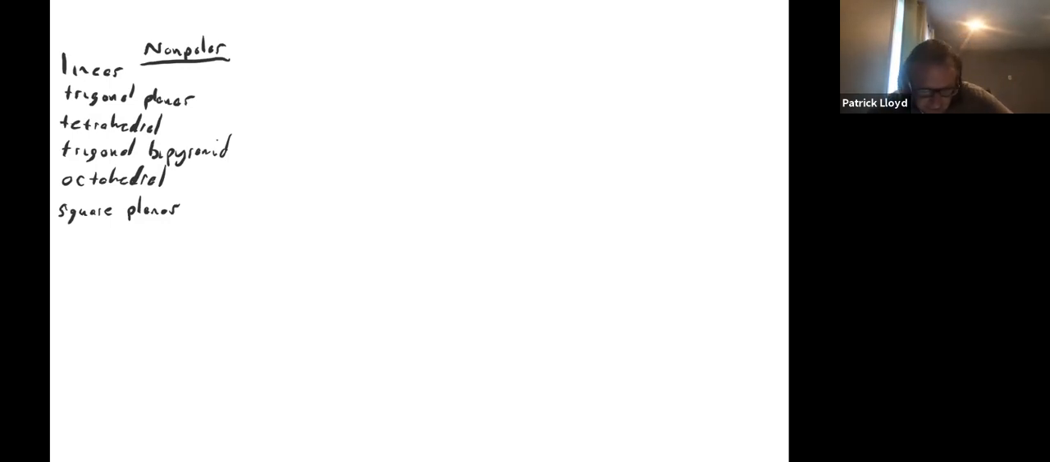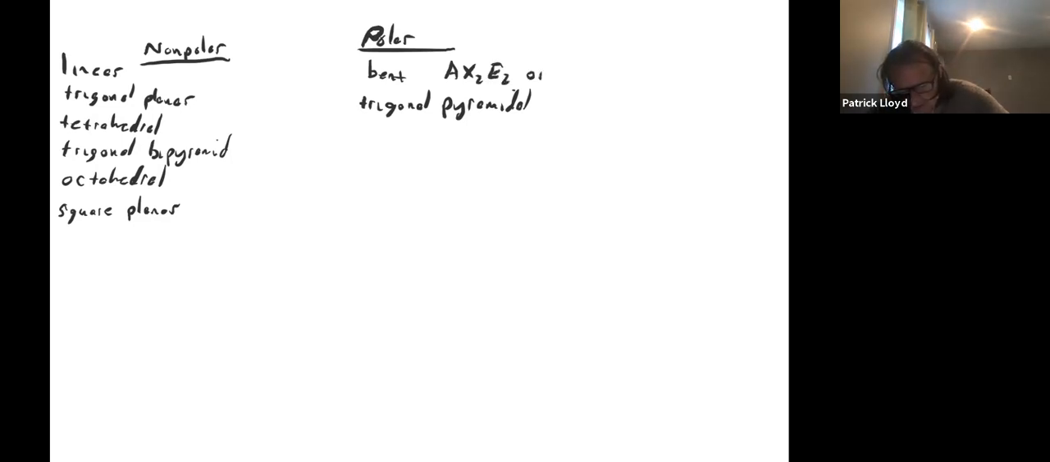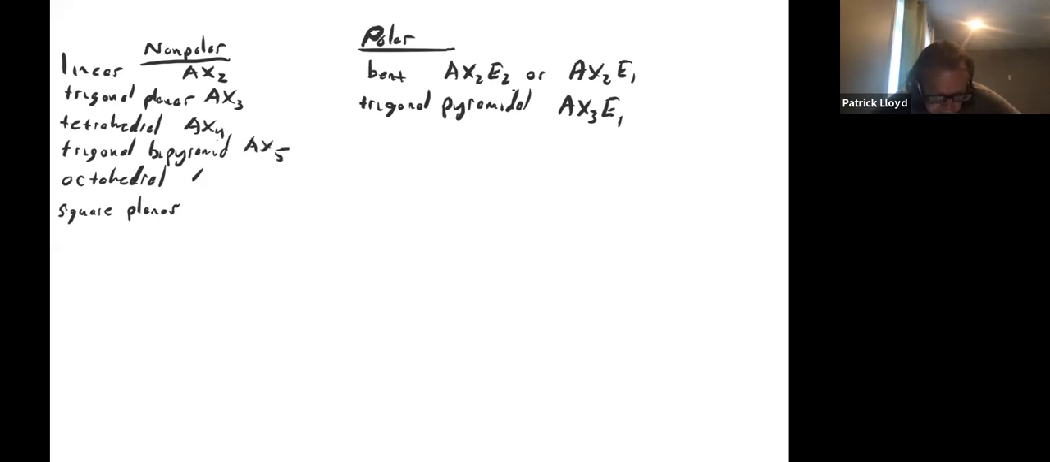And then what you get is when you do your bent and your trigonal pyramidal, those are the ones that end up being polar. So this is your AX2E2 or AX2E1, and then this is your AX3E1. I'm sorry, E1. Sorry. So really what happens is those lone pairs are what make the difference. If they have the lone pairs, they tend to be polar. So this is your AX2 with no lone pairs, AX3 with no lone pairs, AX4 with no lone pairs, AX5 with no lone pairs, AX6 with no lone pairs, AX4 with 2 lone pairs, right? There's your square planar. Okay, so there you go.